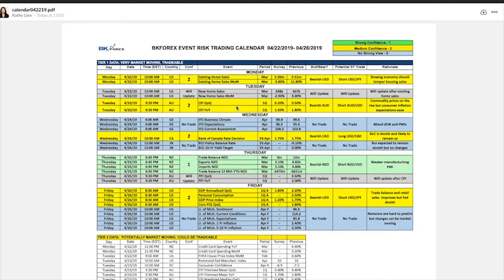Now, CPI comes in first and PPI comes in second, so it's actually going to be more meaningful because, of course, CPI data is always much more meaningful than PPI data. So we'll be watching that very carefully to see how it hits on Tuesday.